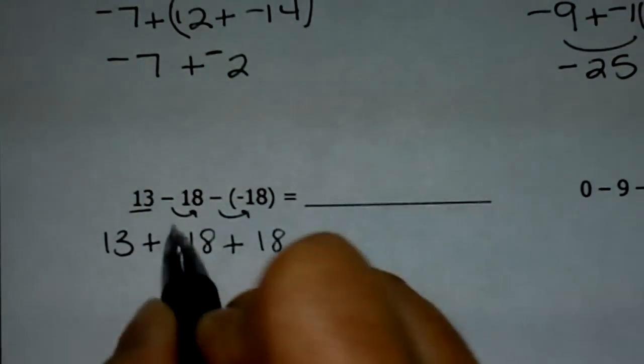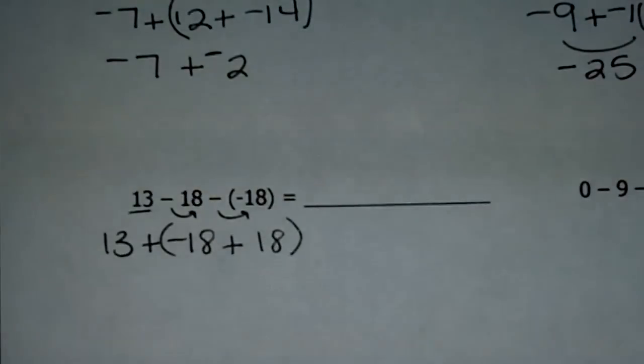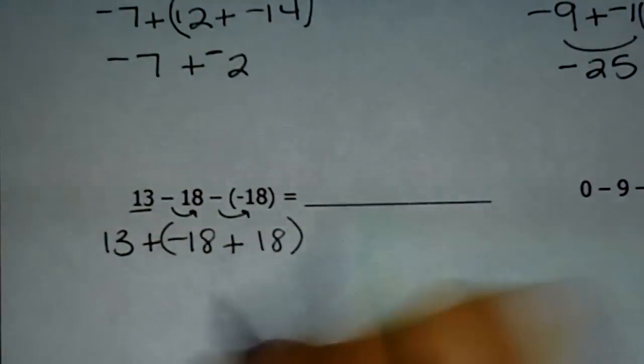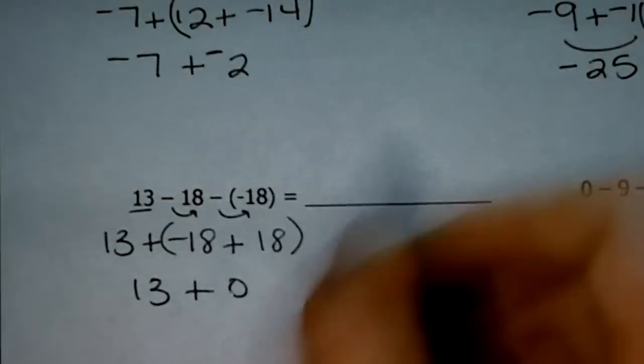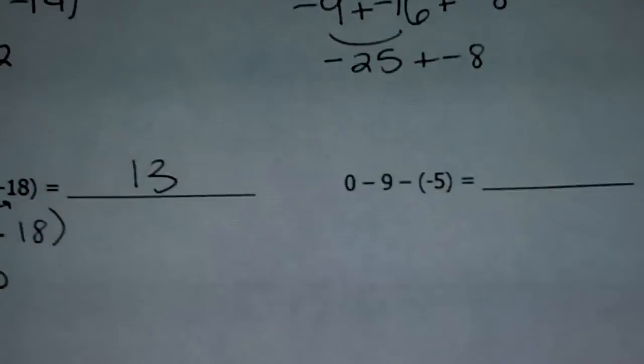With this one, I would use associative again. I would group the negative 18 and positive 18 together because those are additive inverses. They cancel out. So I'm really left with 13 plus 0, which is just a plain old 13. So nice. All right, last one.